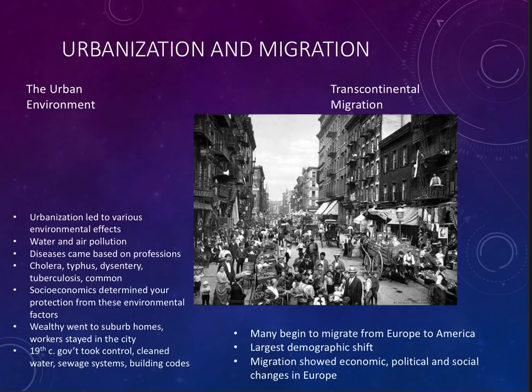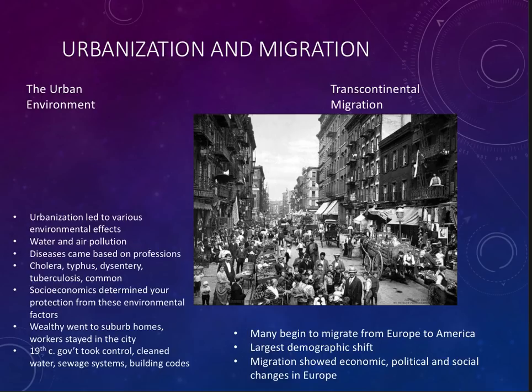Like I said, the wealthy are going to live in the suburb homes. And the suburbs are outside of the city. They're not inside the city. They're kind of outside in nice open land and stuff like that. They're not farming. They're just living outside of the city. So the workers are the ones that are going to live in the city because they have to be close to their jobs in the factories.